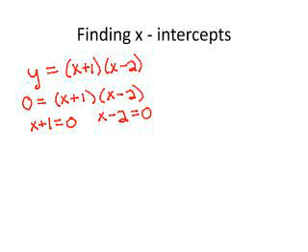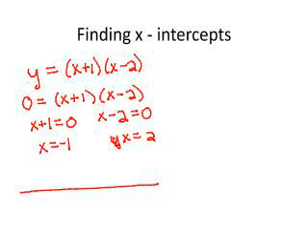In which case, x could be -1, or x could equal +2. Those are our x-intercepts. So this parabola is crossing the x-axis at -1 and at 2. Okay, so those are the x-intercepts. As points, it would be (-1, 0), and also again at the point (2, 0).